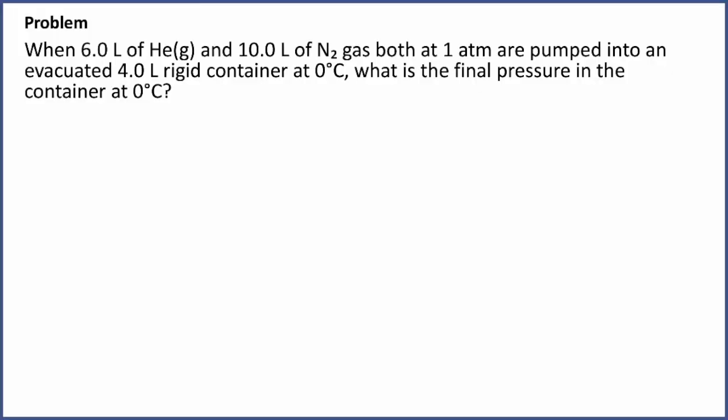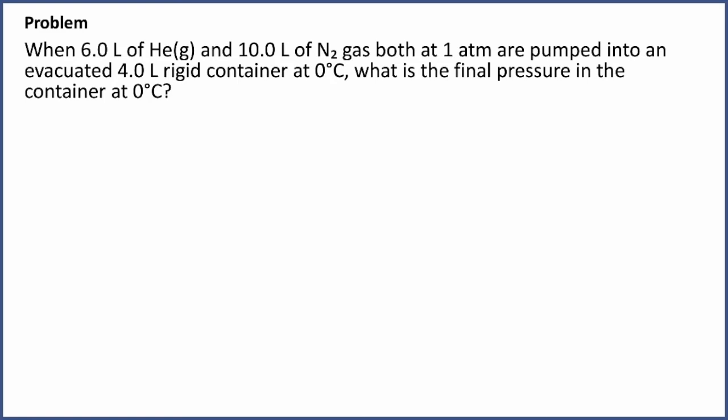Let's look at an example. When 6.0 liters of helium gas and 10.0 liters of nitrogen gas, both at 1 atmosphere, are pumped into an evacuated 4.0 liter rigid container, evacuated means all the gas has been sucked out, at 0 degrees Celsius, what is the final pressure in the container at 0 degrees Celsius?